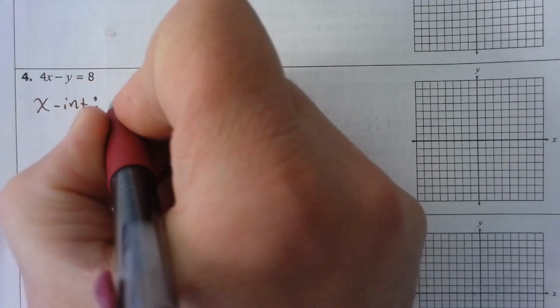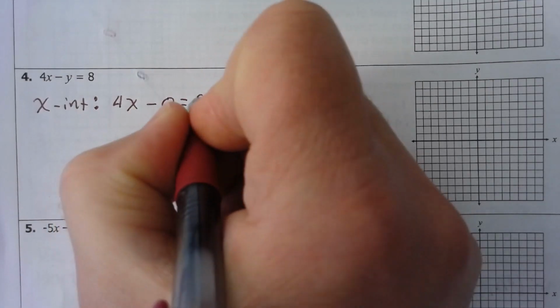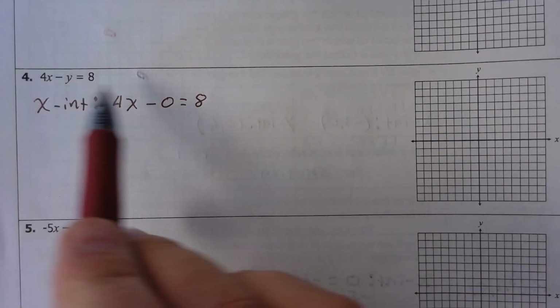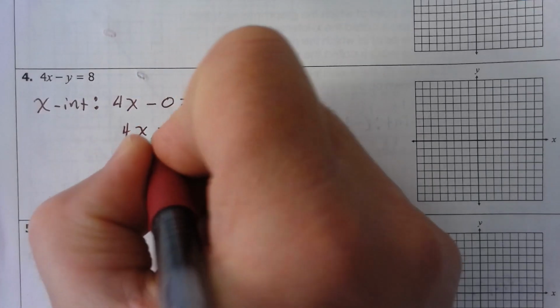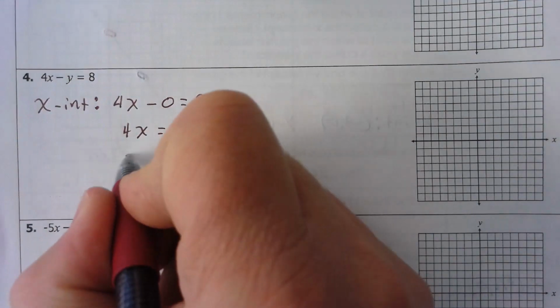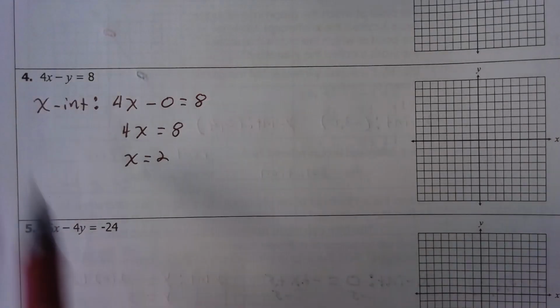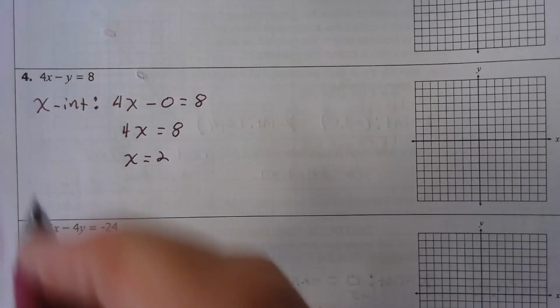If I'm finding the x-intercept, I set y equal to 0. So 4x minus 0 equals 8. I'll let y equal 0. Simplify. 4x is equal to 8. Then x is equal to 2. So my x-intercept is x equal 2, y equal 0. So (2, 0).